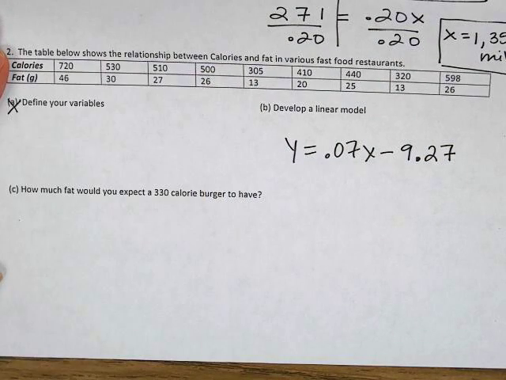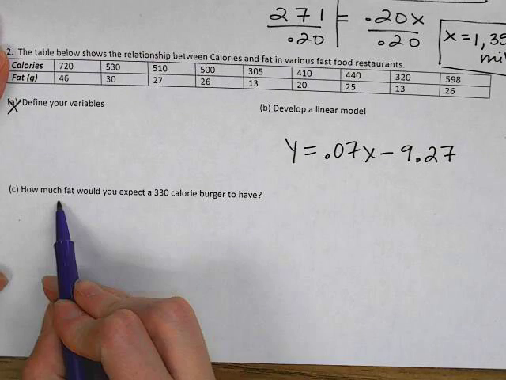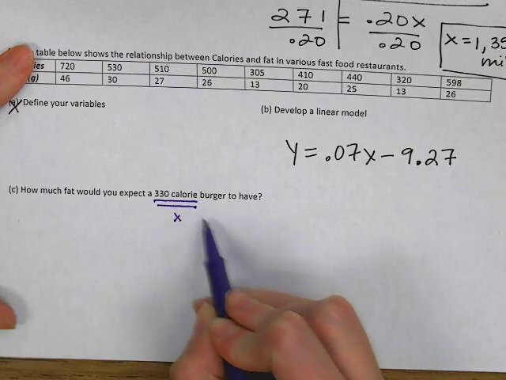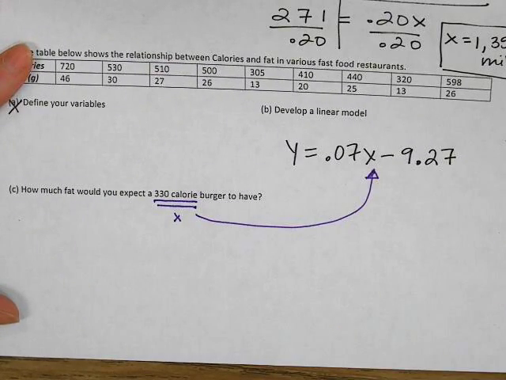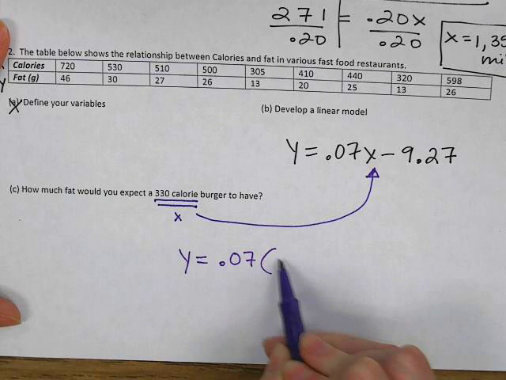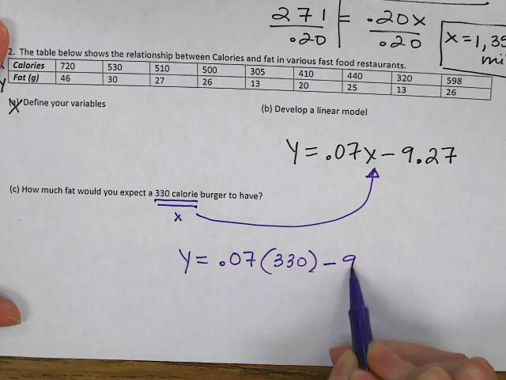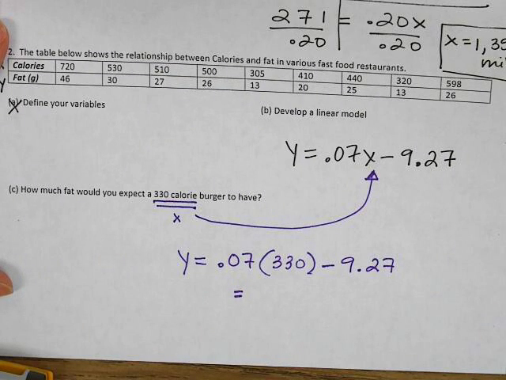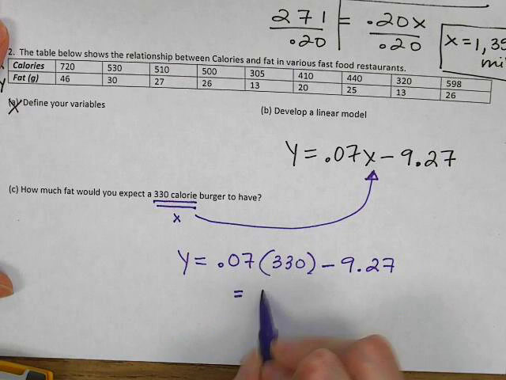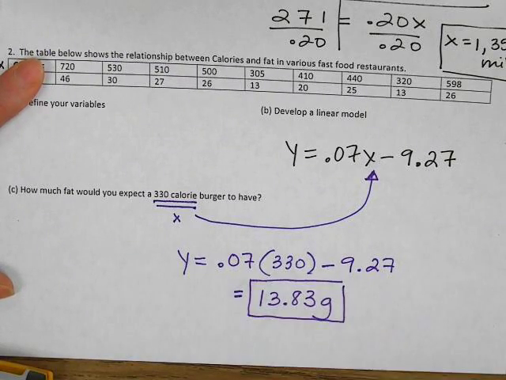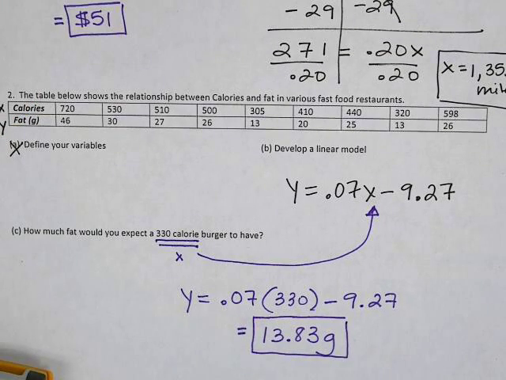Okay, and then using that model, letter C says, how much fat would a 330 calorie, well, calorie is X, so we're going to put that into X. Okay, so to find the fat, it's going to be 0.07 times 330 minus 9.27. And you're going to type that in the calculator, and you get about 13.83 grams of fat. Well, this was the same problem as before, wasn't it? So I think you just did this one the other day, but we did it again if you needed it.